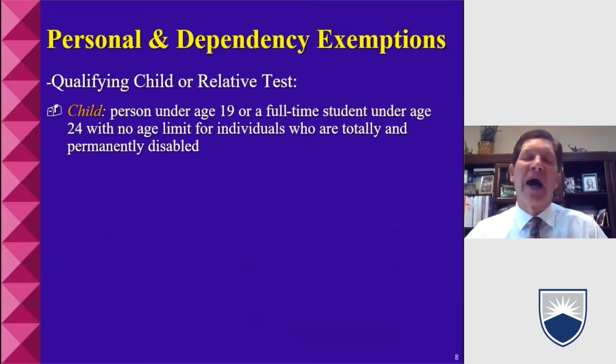Who is a qualifying child by virtue of age? A qualifying child is a person under the age of 19 or a full-time student under the age of 24 with no age limit for individuals who are totally and permanently disabled. Your 28-year-old son lives at home with you. He or she is totally and permanently disabled. They have Asperger's syndrome. They're a qualifying child.